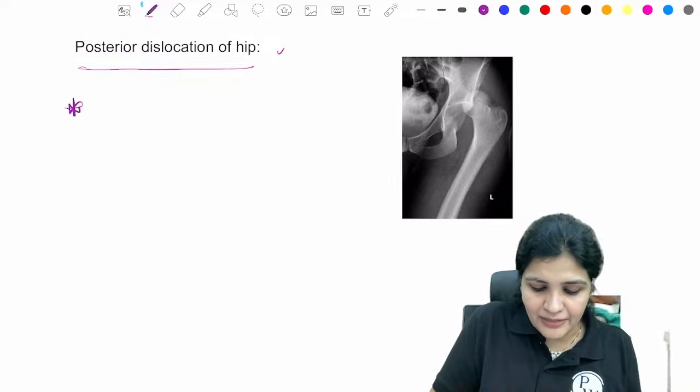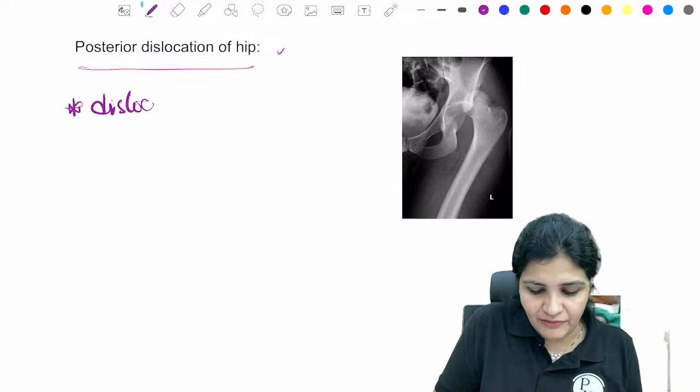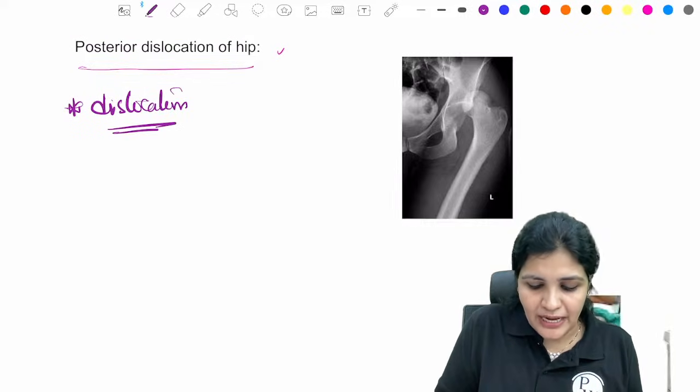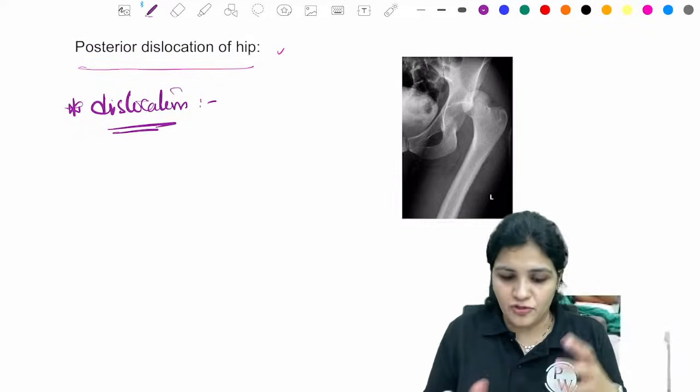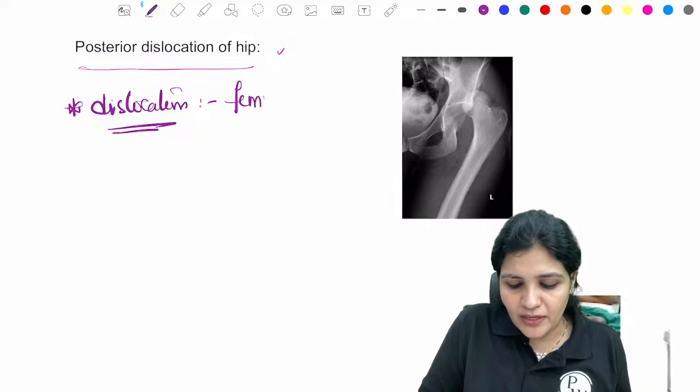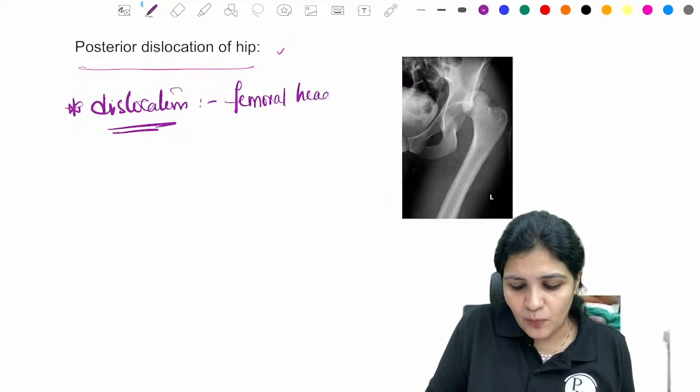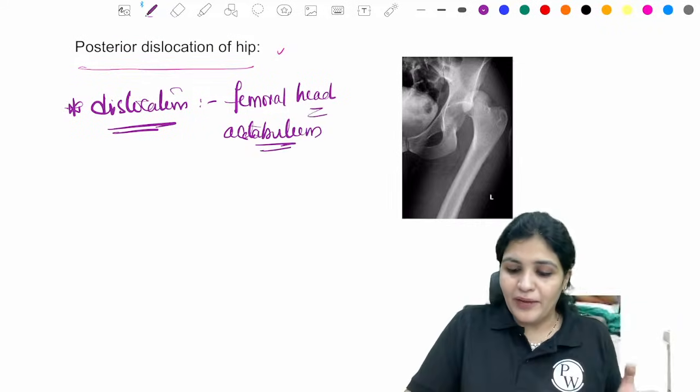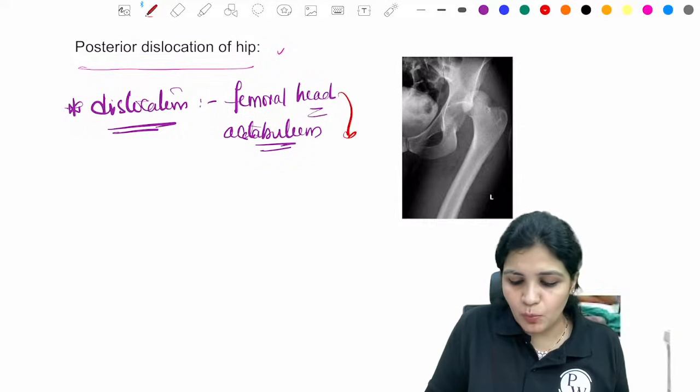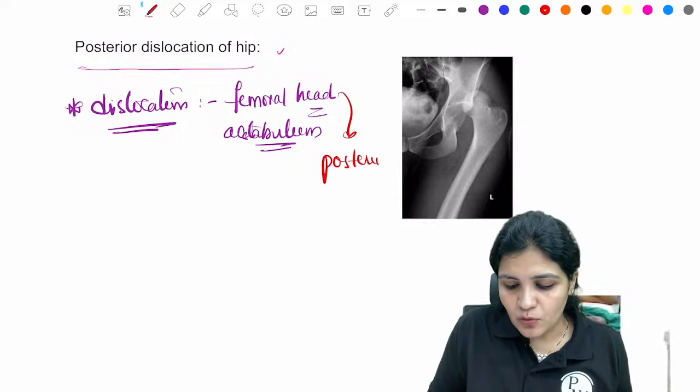So what you would write, so this is a dislocation. So now we have understood what is a dislocation. The articular surfaces are not in contact. So what are those two articular surfaces? One is your femoral head, the second one is your acetabulum, right? So these two are not in contact. Where have they gone? The femoral head has moved posteriorly. So why has it moved?